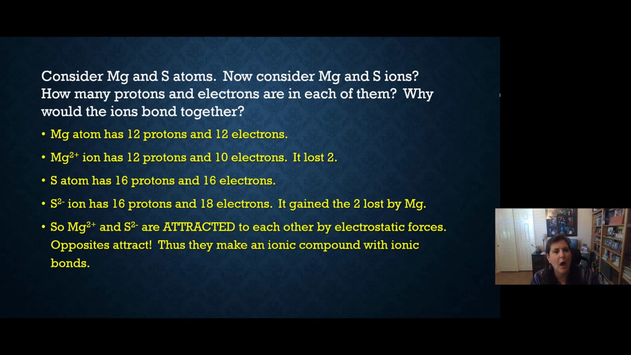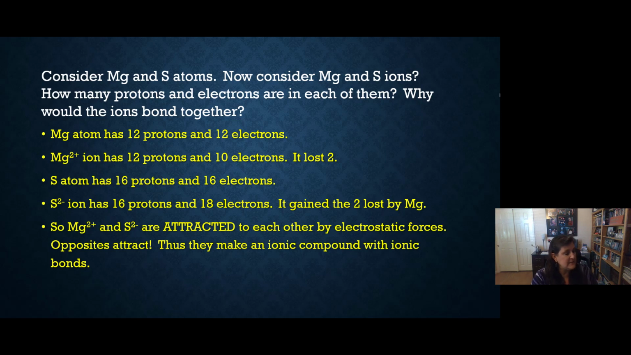Now Mg2+ lost 2 electrons, but it still has 12 protons. It still has an atomic number of 12. The protons stay the same. So 12 protons still, but the electrons went down to 10 because it lost 2. So it only has 10 electrons now.